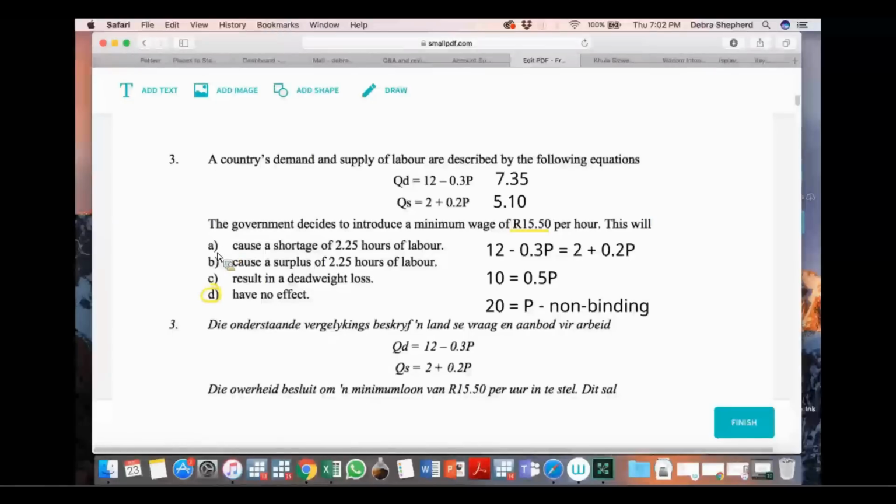The reason why A is not correct is because even though this would cause a shortage, that shortage would be eliminated because the wage is non-binding. Because this minimum wage is less than the equilibrium price of 20, any shortage that it creates would effectively be eliminated because the market would just want to move to equilibrium. So I totally understand why that would be the approach you would choose.